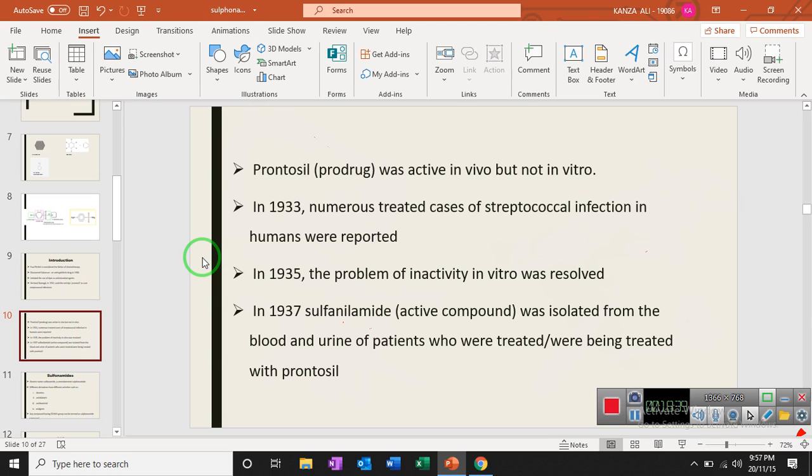Then we have another evidence in 1937, when the sulfonamide was isolated from the blood and urine of patients who were treated with prontosil. From this, it is confirmed that the active compound is sulfonamide.